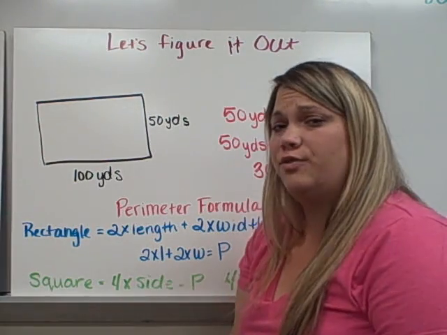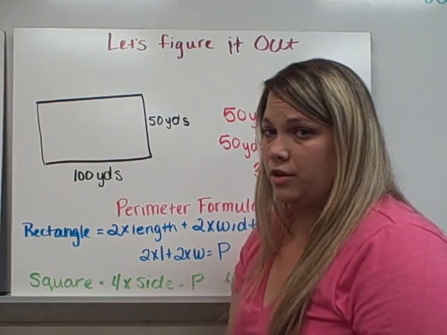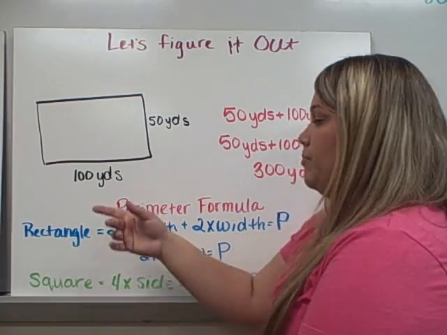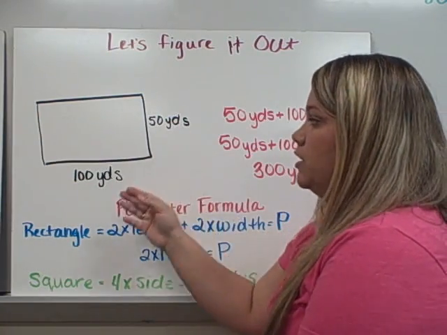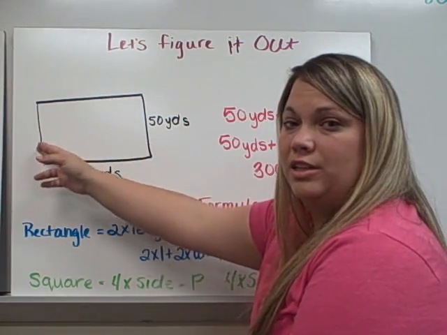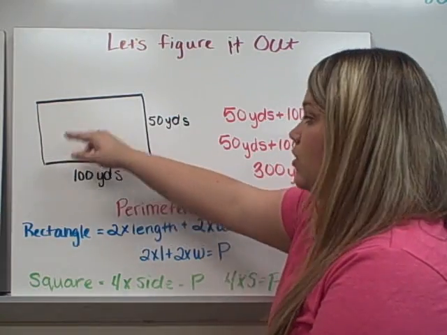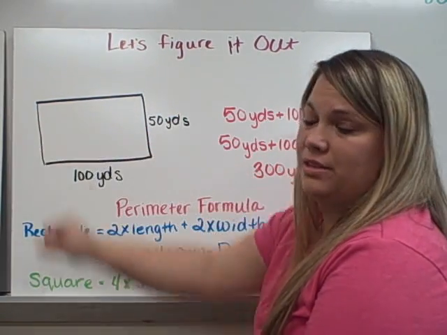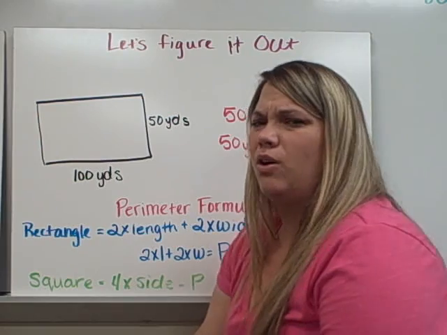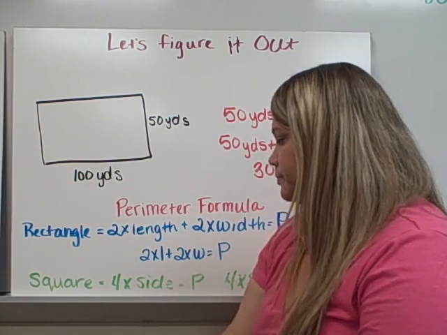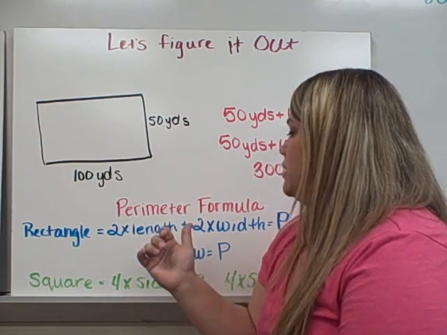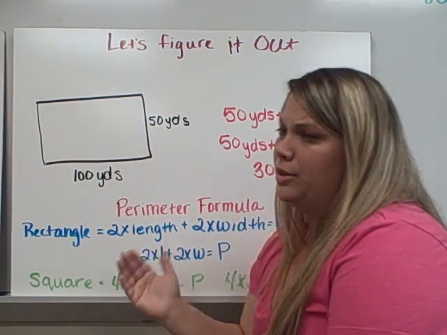All right, so let's figure it out. What is the perimeter of my soccer field? Okay, again, we've got 100 yards, 50 yards. We don't need to know these two side lengths because we know, since it's a rectangle, that this is 100 yards and this is 50 yards. So we already have all the information that we need to know. So the next thing we need to know is, how do we do it?